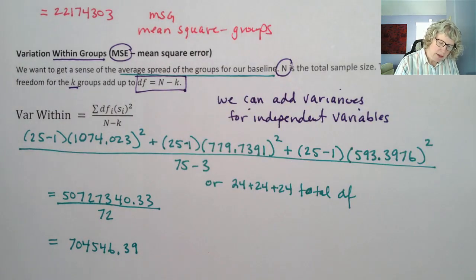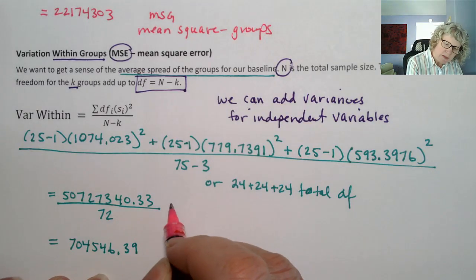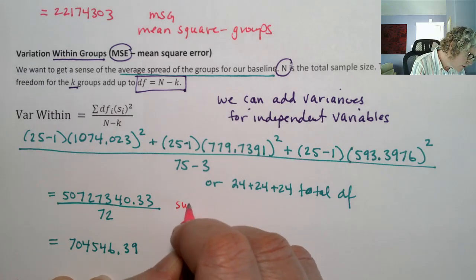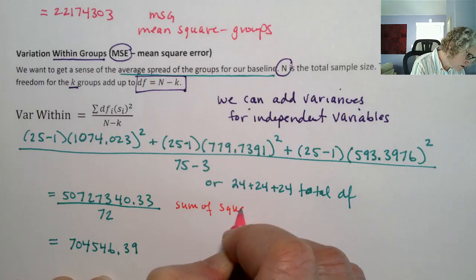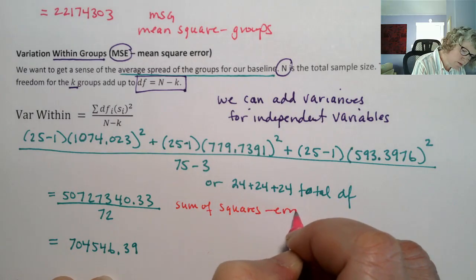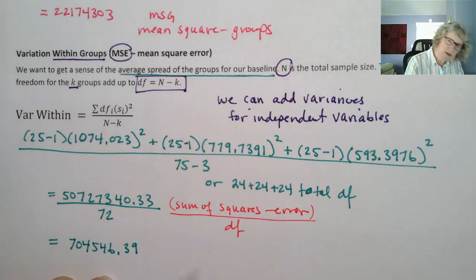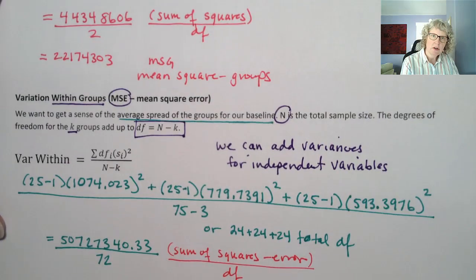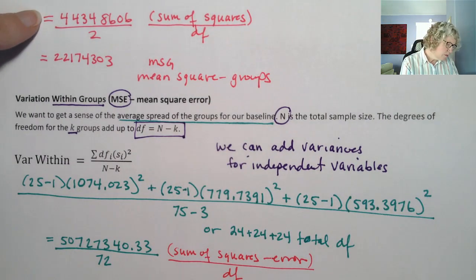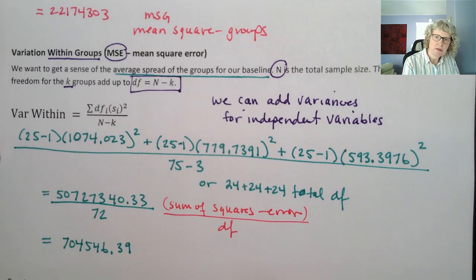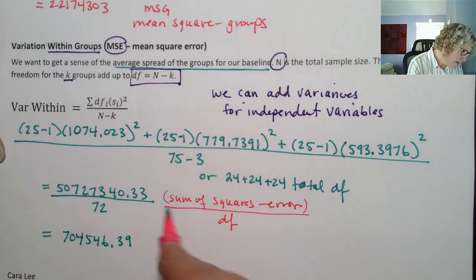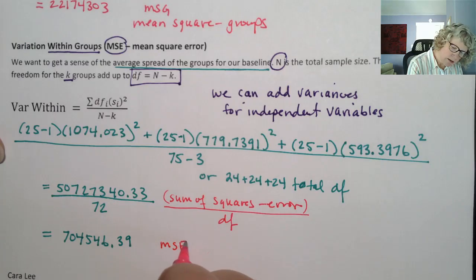Okay, great. So let's just make a note of what this is. So this one was the sum of squares of the error. Okay, and we divide that by the degrees of freedom, just like we did up here. We had the sum of squares for the groups, and now we have the sum of squares for the errors, and then that gets us the MSE, or mean square error.